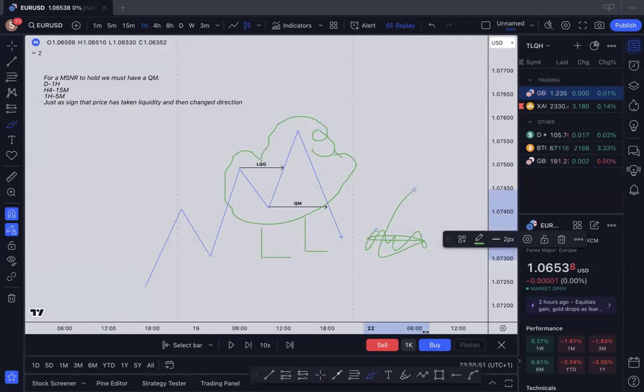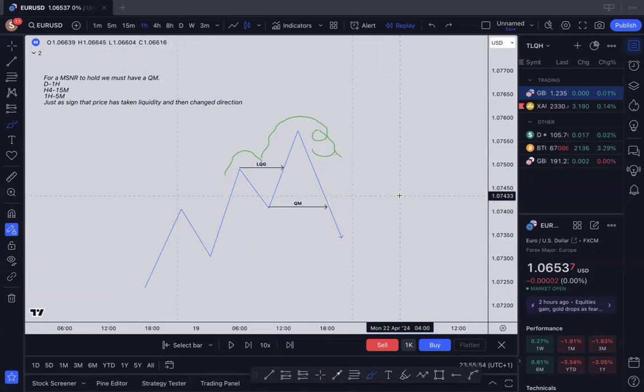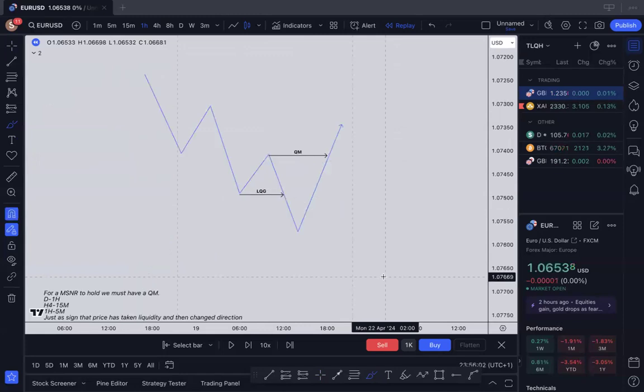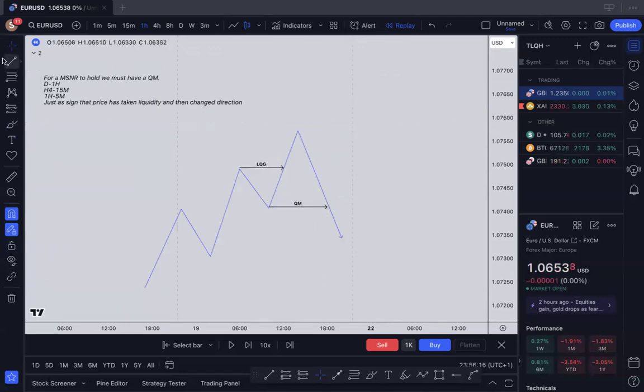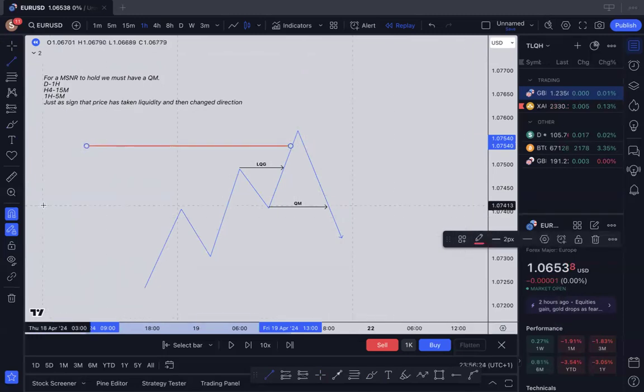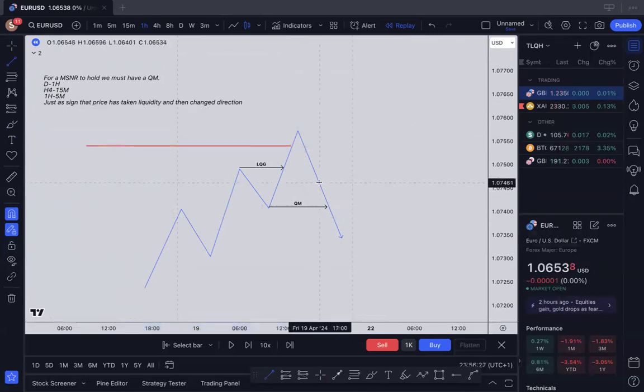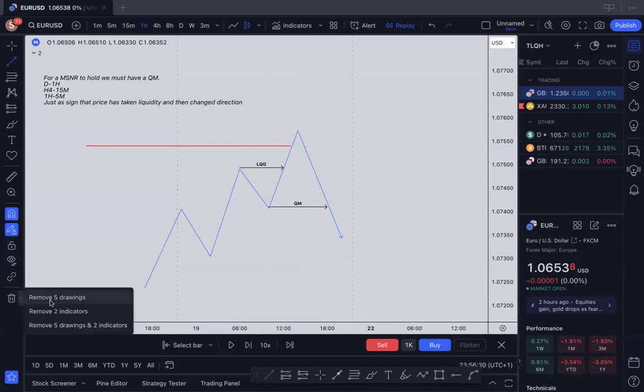It's authenticated. Jokes aside, though, once we get this, this is a sign that we are in a bearish storyline. Now, if we were in a bullish example, we'll just be taking out the low here, liquidity grab there, and then taking out this here. And this is a sign that price has turned bullish. So when are we actually looking for this? Well, we're looking for it when we tap into an MSNR level. So say, for example, we're on the H4, we would be looking for a 15-minute QM. So now let's have a look at some examples.